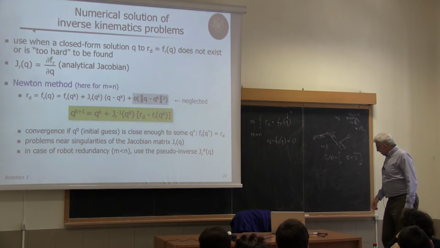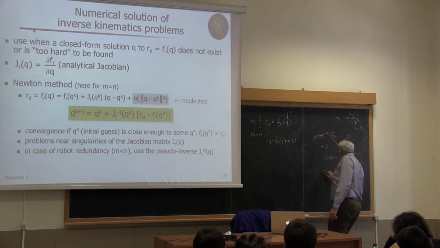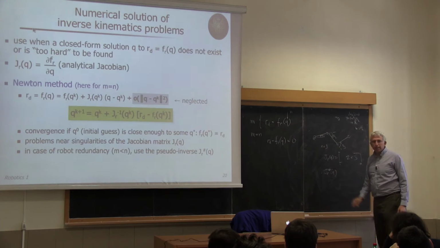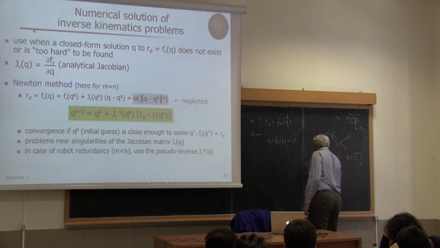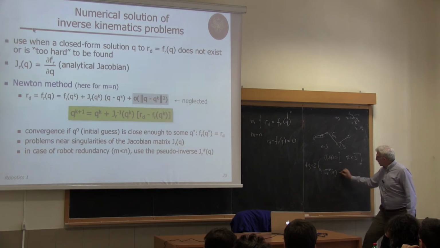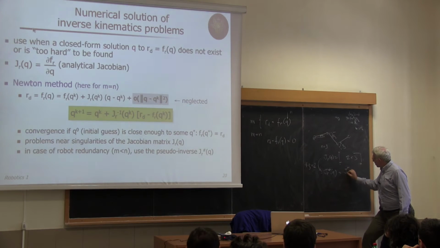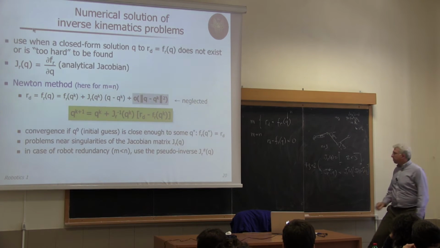And we will come back to that later, but the pseudo-inverse of this matrix, if the rank is equal to 2, or if the rank is full in general, is this matrix: J transpose r of Q times J r of Q, J transpose r of Q to the minus 1.